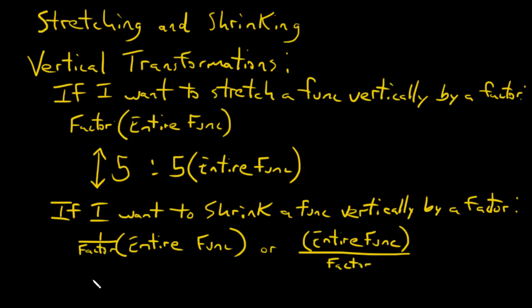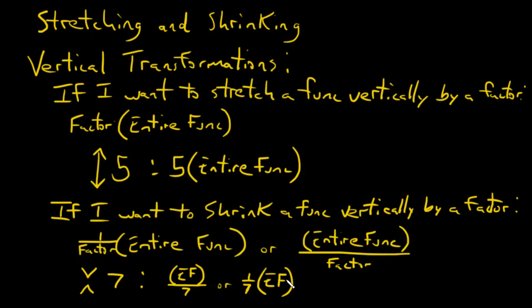So as an example, I usually indicate that I am shrinking it with the 2 little arrows facing like that, vertically by a factor of, let's say, 7. All I would do is take the function, which I'm going to call EF, because I don't want to write that again, and divide it by 7, or 1/7 times the entire function. That's it. That's all you have to do to stretch or shrink a function vertically.